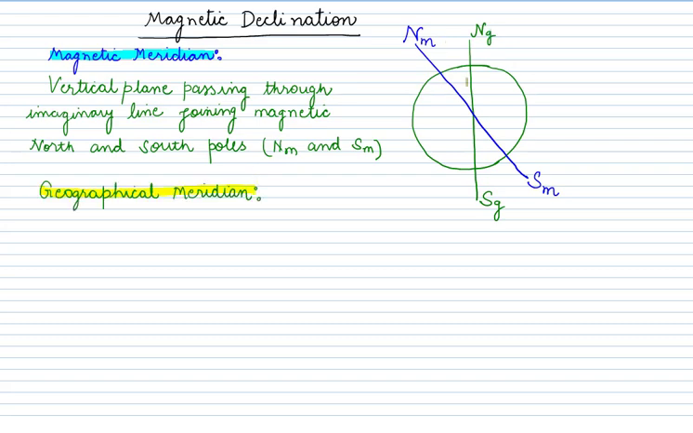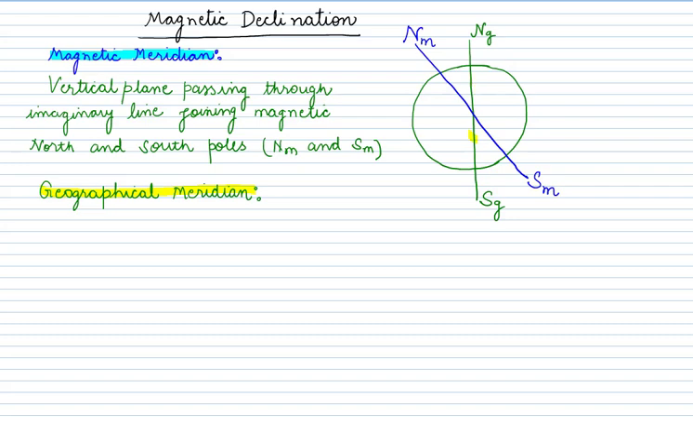So this geographical meridian will again be a plane, a vertical plane, which is passing through the imaginary line joining geographical north and south pole. So with this green line we have shown, and this is a geographic north pole and this is a geographic south pole, and we have drawn this green line joining these two poles. So if we draw a vertical plane which is passing through this line, then this vertical plane is known as geographical meridian.